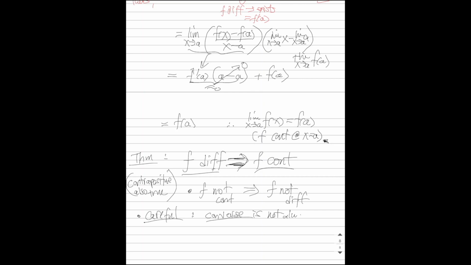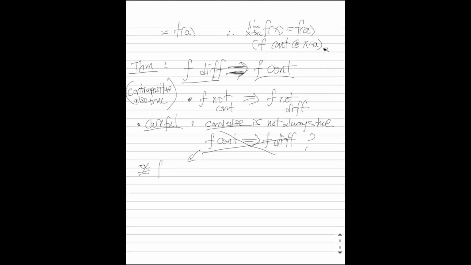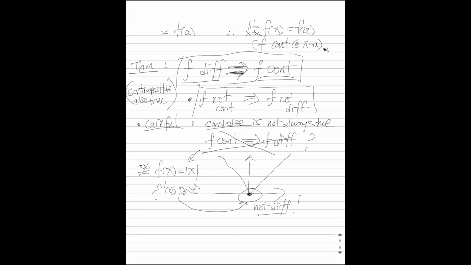What is the converse? It's when you switch the order. If a function is continuous, does it mean that the function is differentiable? Not always. And we have an example of this. The function absolute value of x has a picture. This function absolute value of x is continuous everywhere. There are no holes, gaps, jumps, or breaks. But f prime of 0 does not exist. It's not differentiable. So just because a function is continuous doesn't mean it's differentiable.